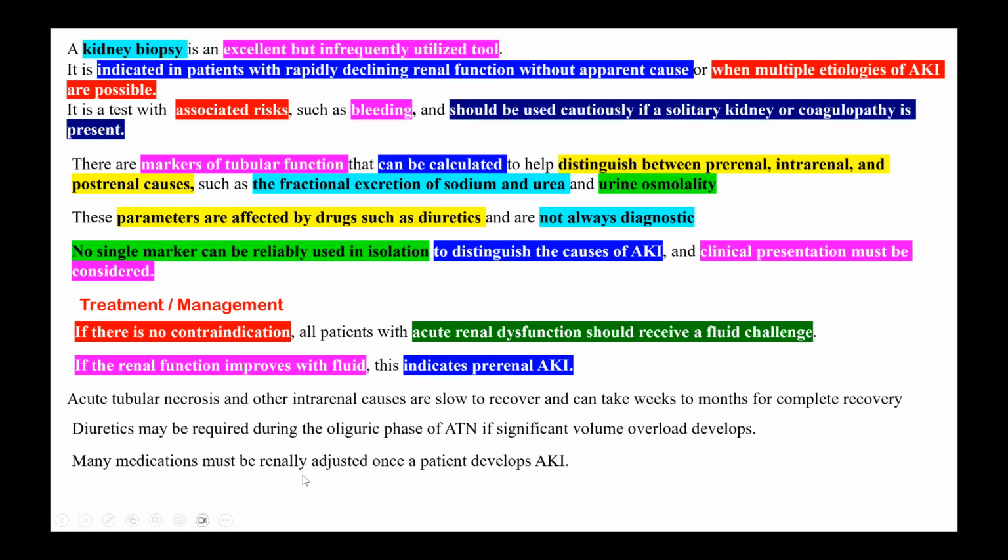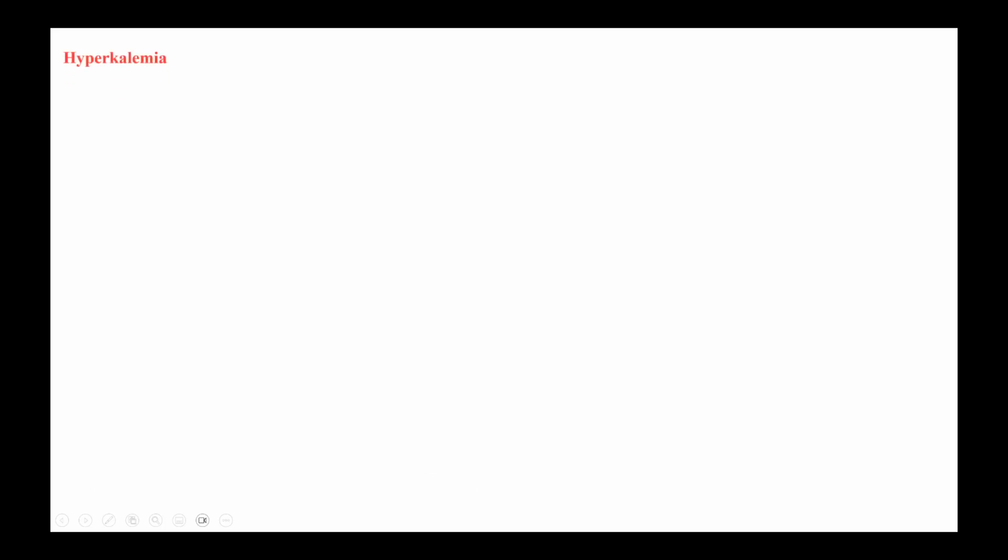Many medications may need to be renally adjusted once the patient develops AKI. So all antibiotics, especially vancomycin, gentamicin and other aminoglycosides, have to be very carefully used in these conditions. And dietary ingestion of potassium and phosphorus also should be monitored and reduced.